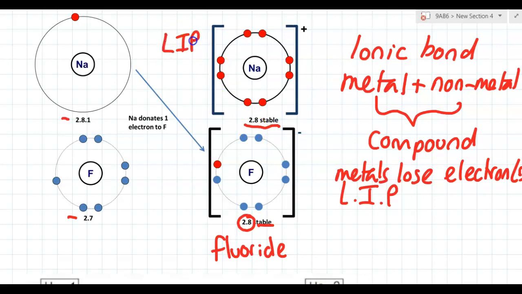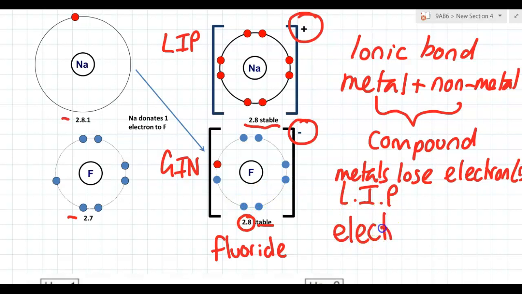Losing is positive, gaining is negative, opposite charges attract, and remember we call that an electrostatic attraction.